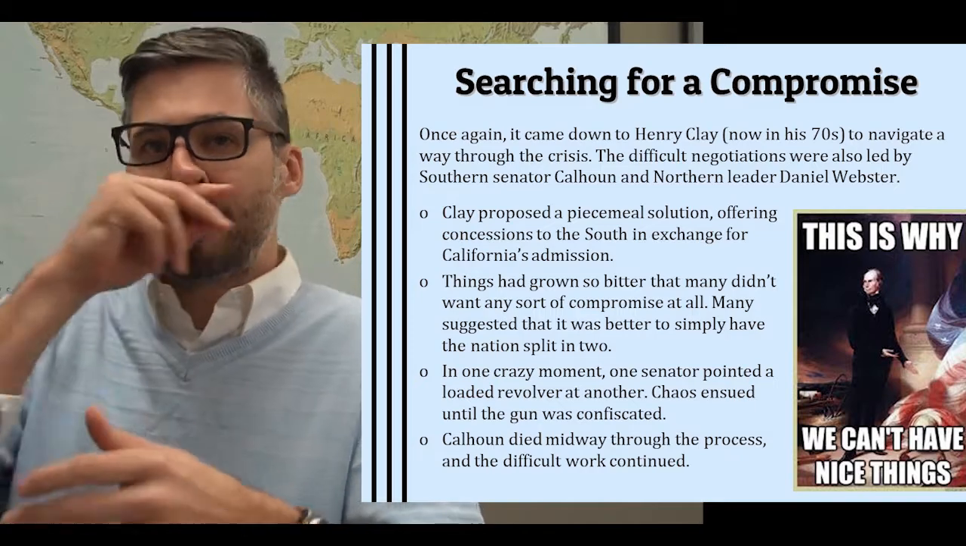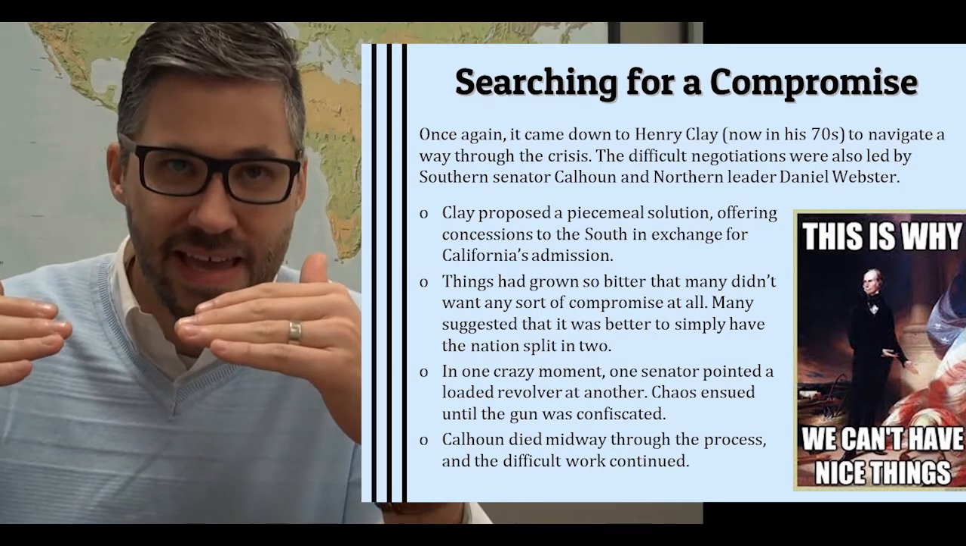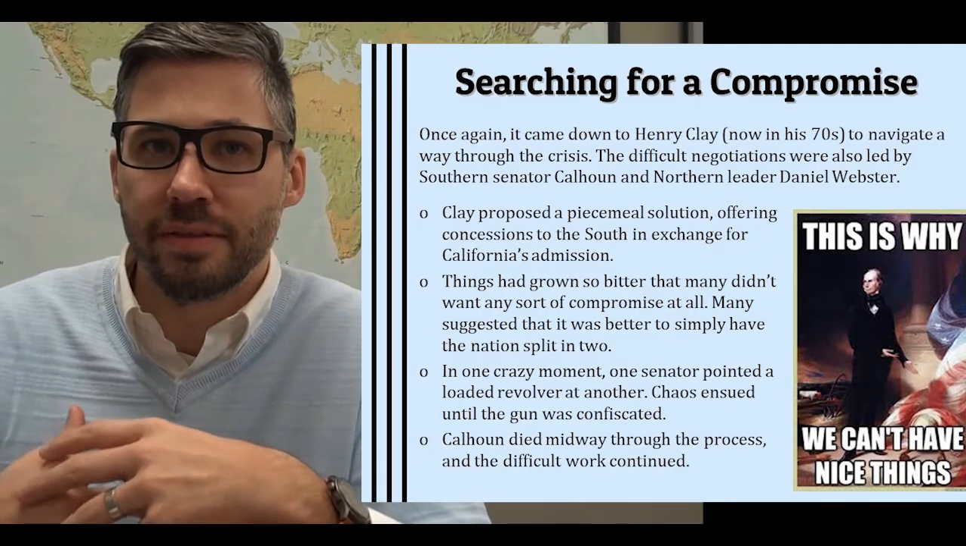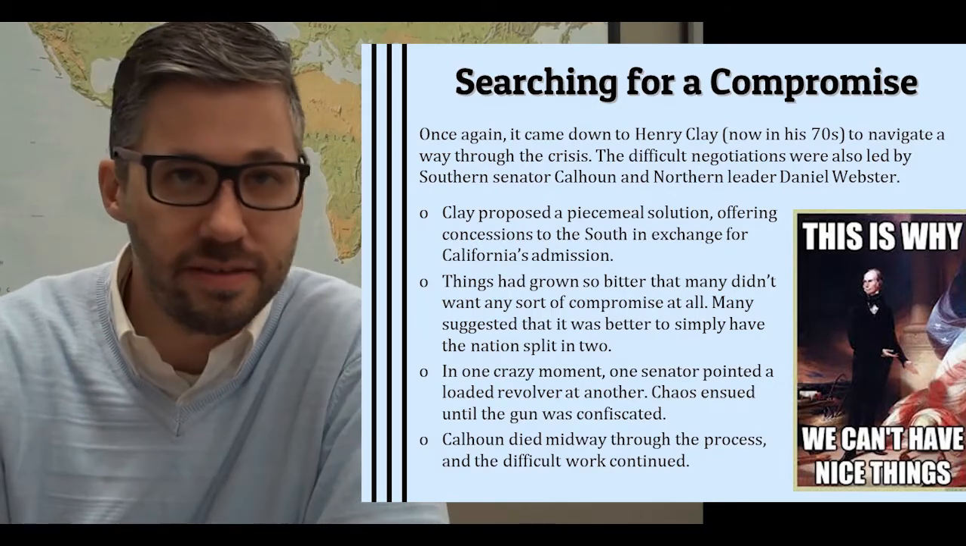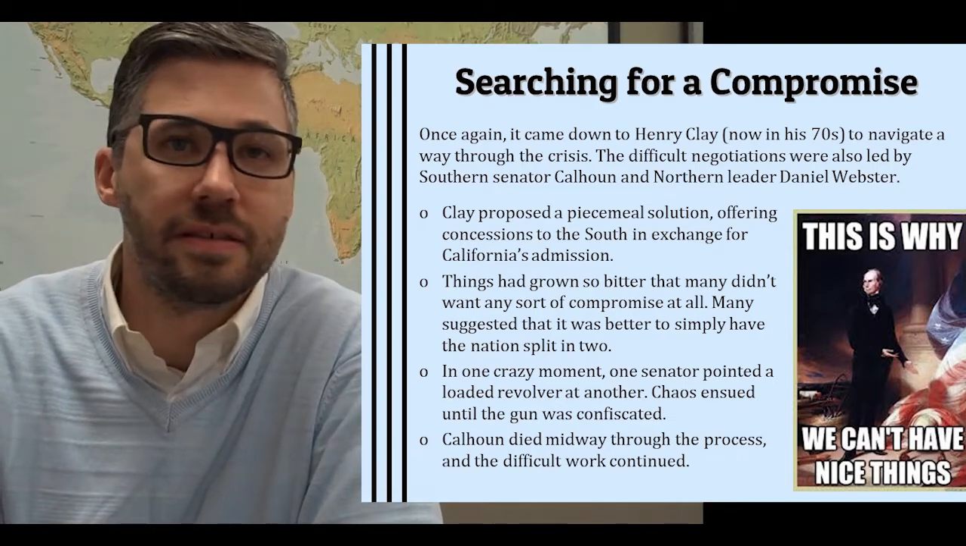If the South is going to have to swallow California as a free state and an imbalance in the Senate where now free states have more power than slave states, the North had better be ready to give some major concessions, or at least so says John C. Calhoun. And there are many Southerners in Congress who are unwilling to even consider this.